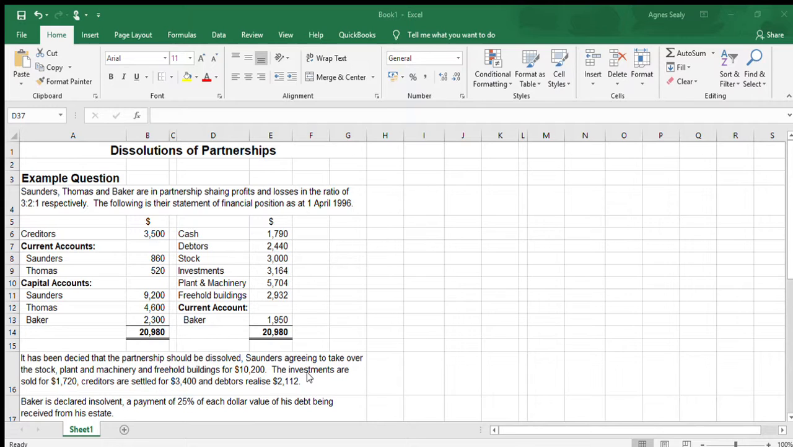The next accounting entry that we will have is for any amounts of money that are received from the disposal of an asset. So let's say we sell an asset.